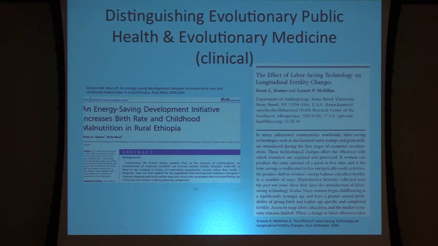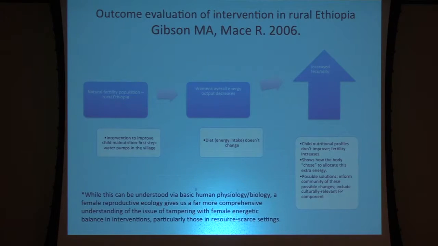Many of you are probably already familiar with this article, but for those of you who are not, I'm going to briefly explain it. Also, this article by Karen Kramer and Garnick McMillan illustrates the same phenomenon. The basic take-home point of this article is that there was an intervention that took place in rural Ethiopia that was aimed to decrease child malnutrition.